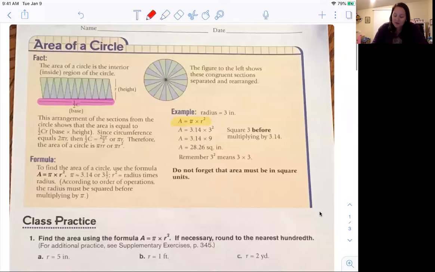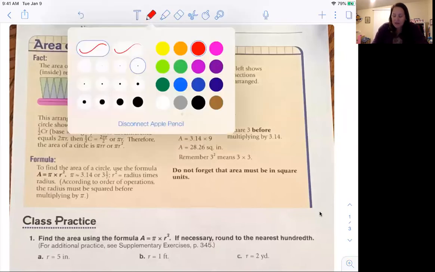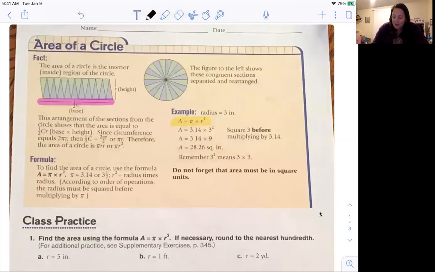Now they write it with this little x, but remember I'm trying to get you guys away from the x. So this is how I write it. Area equals pi r squared, okay? So let's look here, it says fact. The area of a circle is the interior or the inside region of a circle. This arrangement of the sections of the circle shows that the area is equal to 1/2 times circumference times r, base times height.